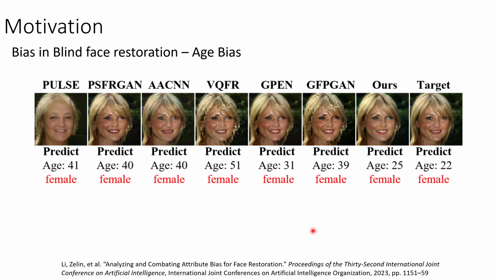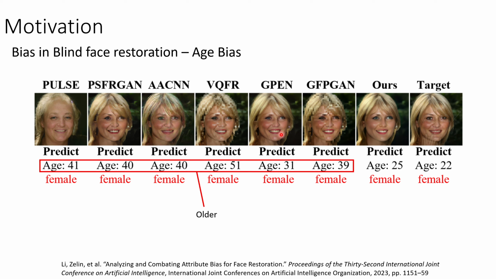Next, we are going to introduce age bias. In this case, you can see all these models. The ground truth is a 22-year-old woman. She's a young woman, and the age is not her authentic age, it's her appearance age. So she looks like she's 22. But all the models tend to generate middle-age appearance faces. So they have a bias towards age. They prefer middle-age appearance. That's what we call age bias.